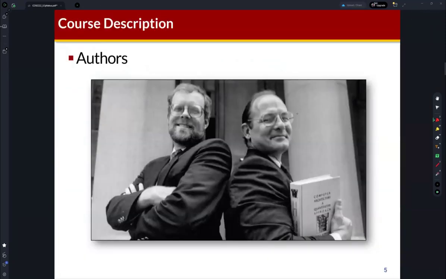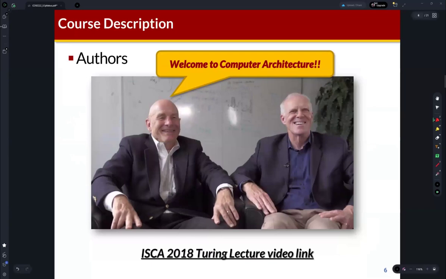Okay, so they are the authors, David Patterson and John Hennessy. As I mentioned, they are legendary researchers. This is a photo from when they were young, and this is a recent photo. Also, they are recipients of the Turing Award. The Turing Award is similar to the Nobel Prize in computer science or computer engineering research.